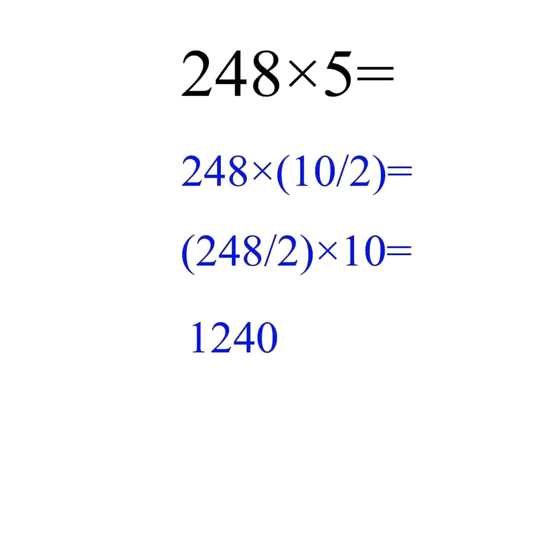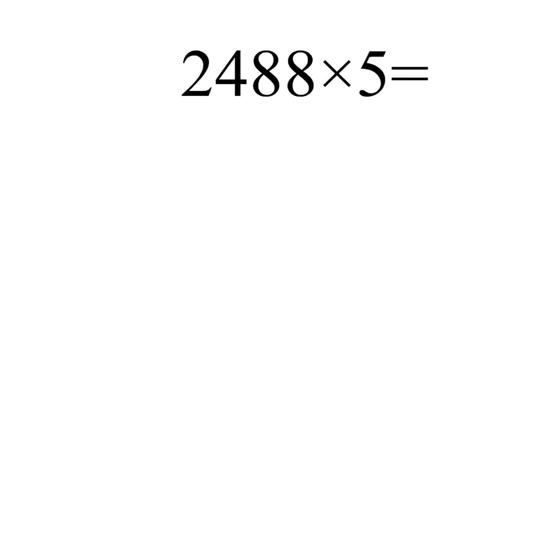Okay, let's have another one. Here we have learned the method, so we just divide 2488 by 2, which would be 1244, then put a 0 in front of it.